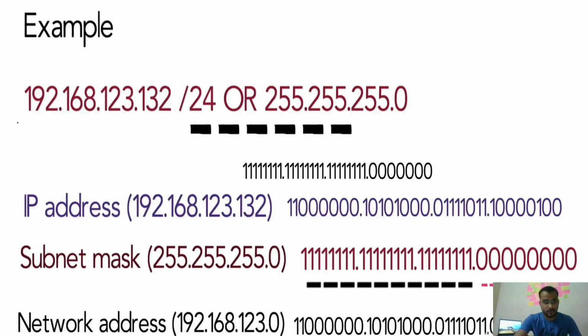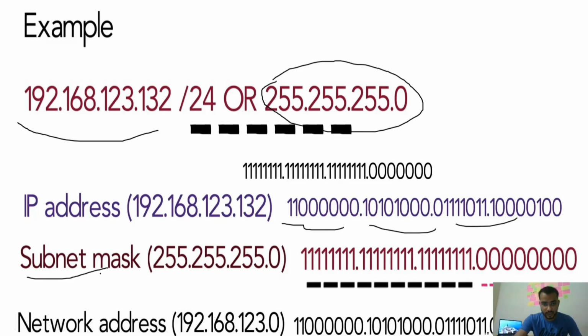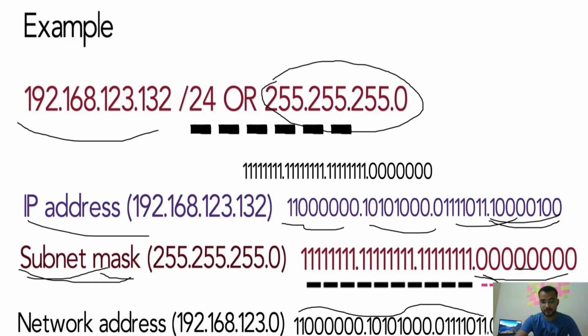Here is an example of an IP address: 192.168.123.132/24, which is the default subnet mask. Here you can see the IP address 192 written in binary form like this. To identify the network address from the IP address, we simply AND the IP address and the default subnet mask, the last octet as well. From this we get 00000000. So we can identify that this is our network address.